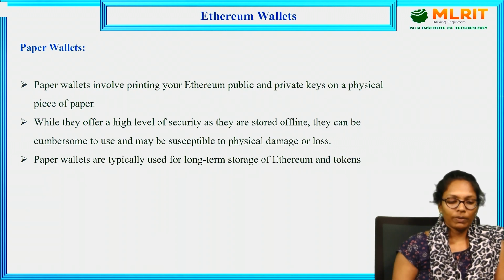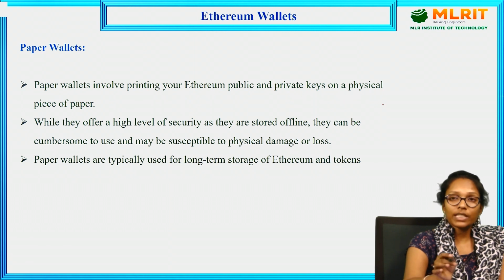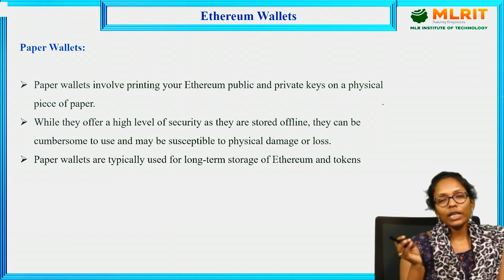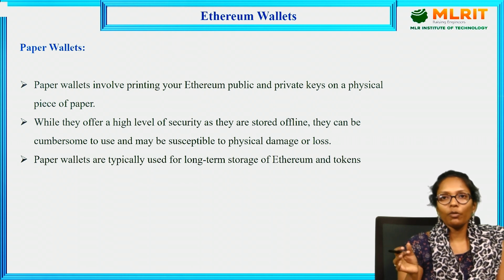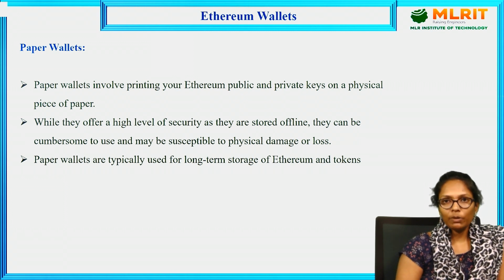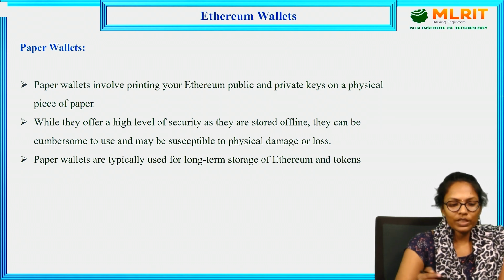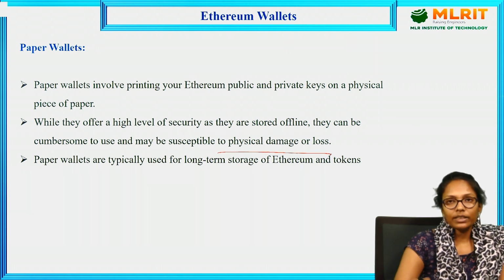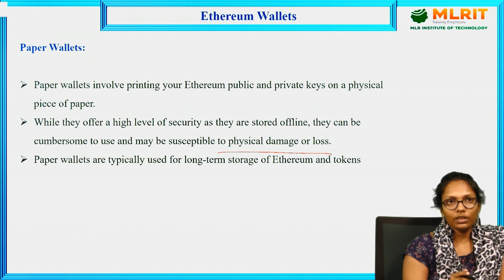Coming to the paper wallet. Paper wallets involve printing your Ethereum public and private keys on a physical piece of paper. The private key and the public key will be printed on the physical paper in the form of a QR code. Those things we need to save, I mean, we need to store somewhere. As it is a physical paper wallet, we have some issues with physical damage or loss. We may lose it, or some physical damage may happen to the paper wallet. So these are the problems with the paper wallet.